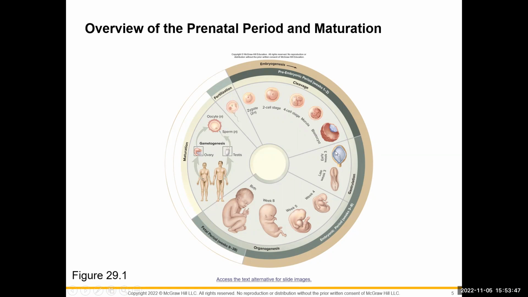Our next stage will be gastrulation, and then organogenesis, when we really start to see the development of the internal organs, and our systems really increase in their complexity.